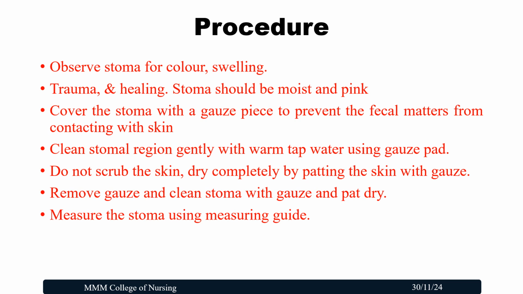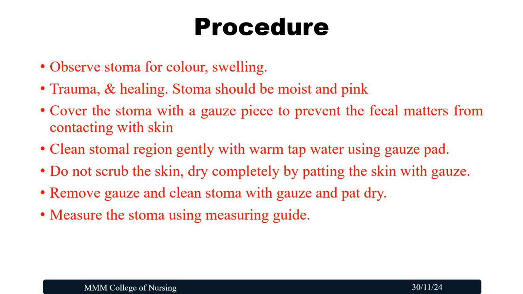The stoma should be moist and pink, which is considered a normal healthy wound. If there is any discoloration, like a yellowish or brownish color, it is an infected wound, which needs some kind of ointment or treatment. Cover the stoma with gauze pieces to prevent the fecal matter from contacting the other skin particles.